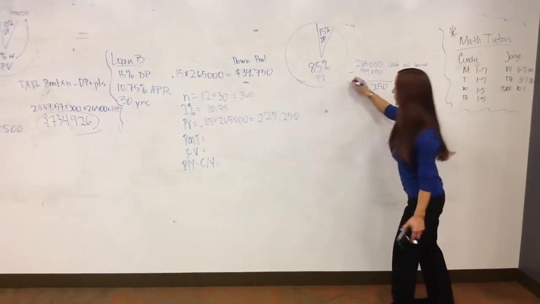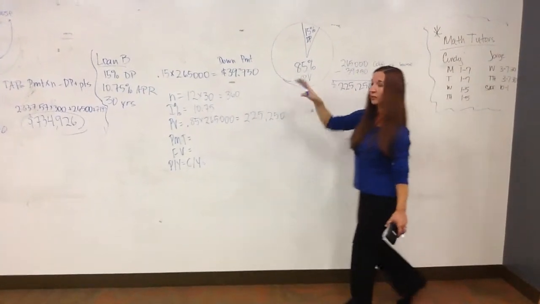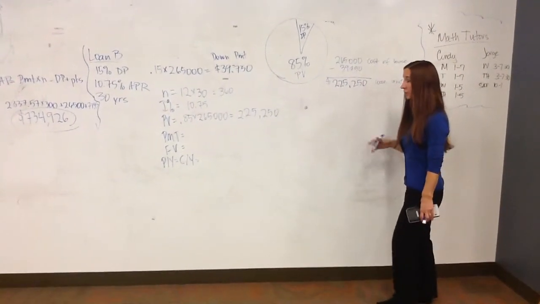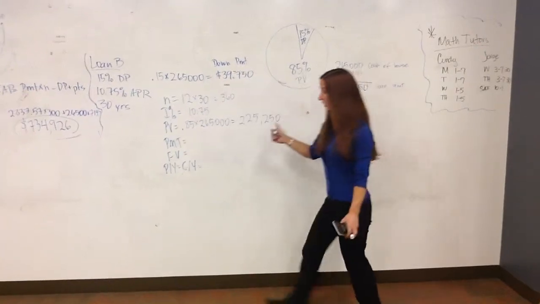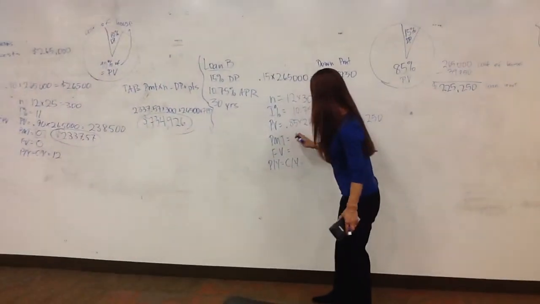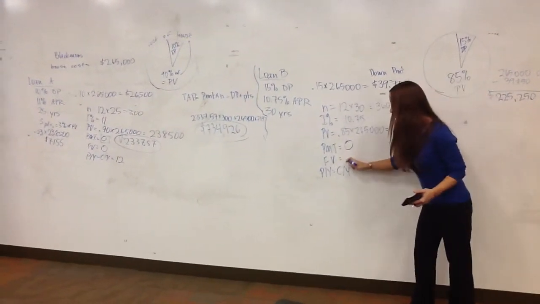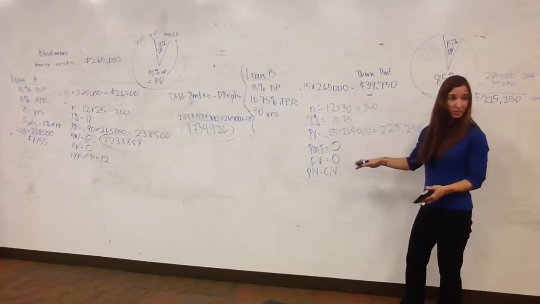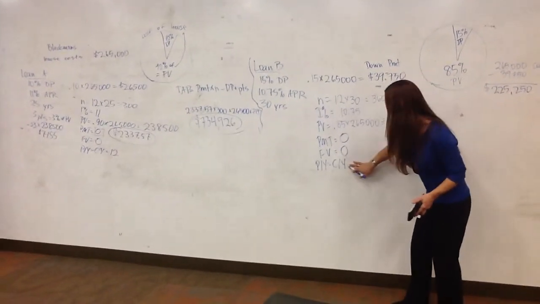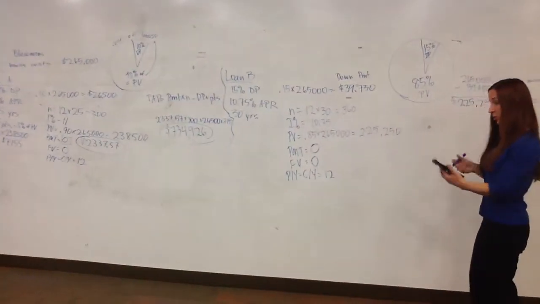And this is money, so since I'm not working in the TVM solver right here, I am labeling it appropriately with dollar signs. As of right now, I haven't solved for the payment yet, and the previous answer is still in my TVM solver, so I'm going to reset that to 0. Future value should still be 0 in your calculator, so we're not going to change that. And the PY and CY should still be 12 in your calculator, so we're not going to change that.